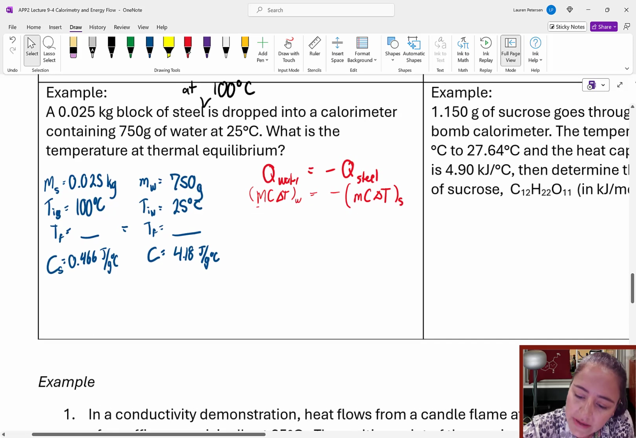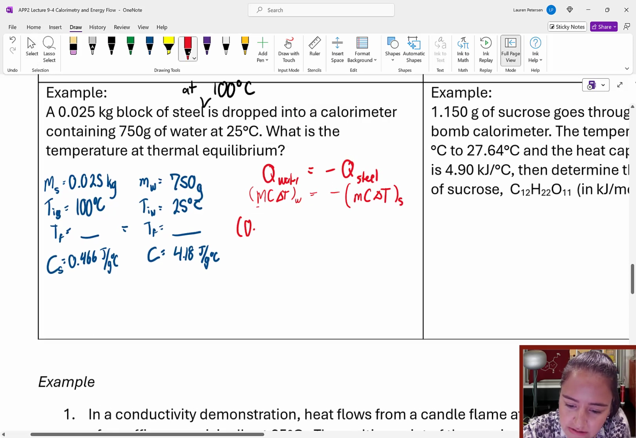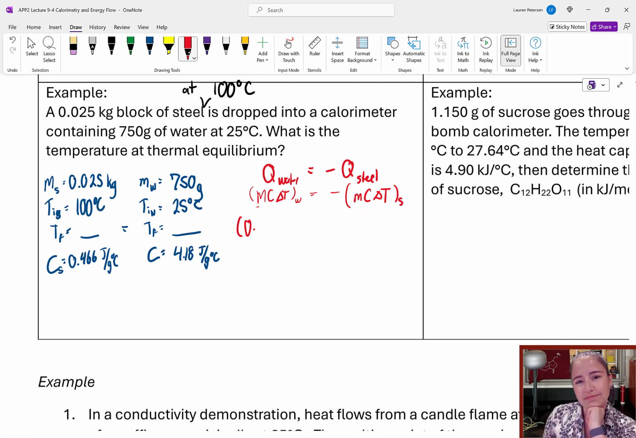Okay, so we have the mass, which is, pause. What do we need to do first? Good catch. Okay, this is in kilograms. We need it to be in grams. So 0.25 kilograms is 250 grams. Okay, because our specific heat is in grams, we're going to want our mass to match that.